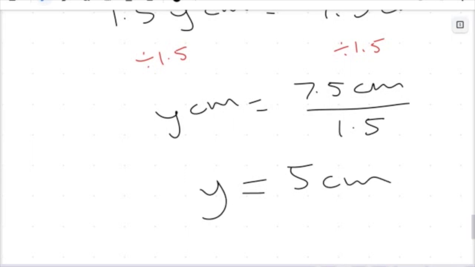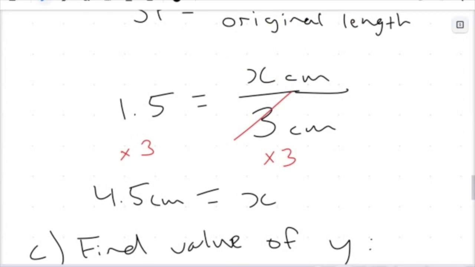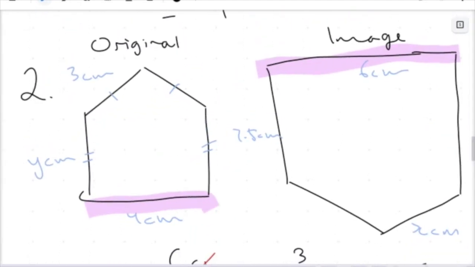So that is how we can use the scale factor to not only prove similarity, which we've done before, but to also take this a step further and start looking at unknown sides when given two similar figures.